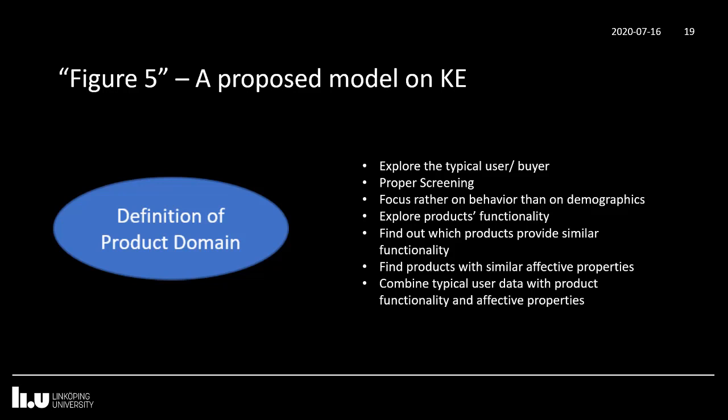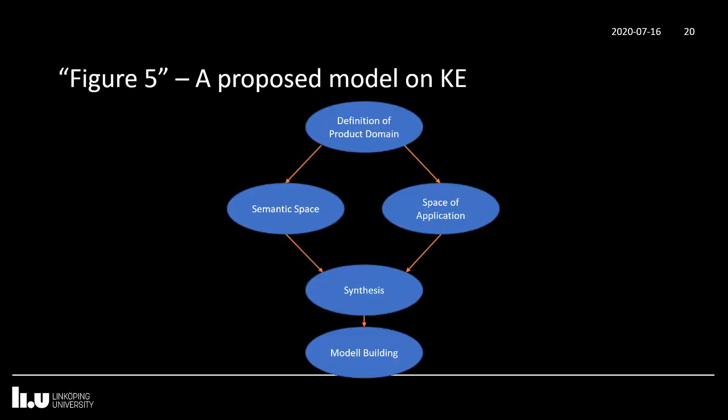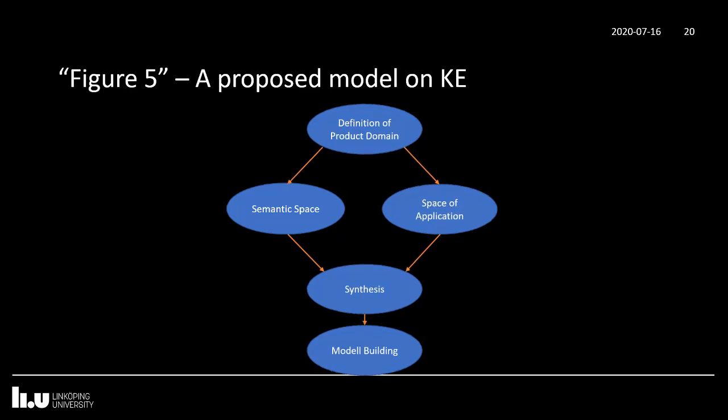When you have understood this fictive person, representing this particular group, in depth, you can describe the new product domain from two different angles. From the semantic space, that is what we already did in terms of the Kansei, describing adjectives and so on. We go through it in a sec. And then from the space of application, where you have physical properties which you define. That is then brought together in the synthesis, and afterwards we build a model.